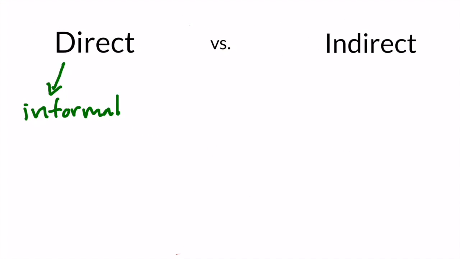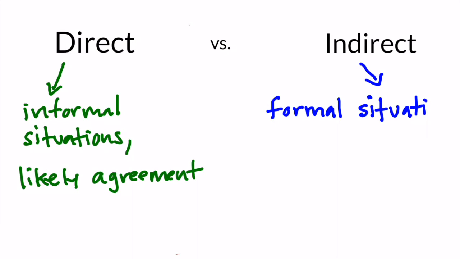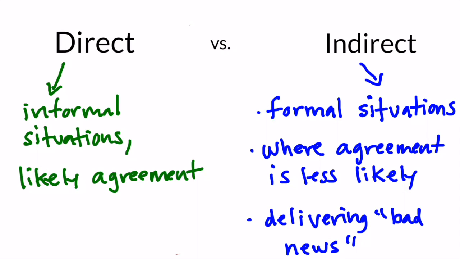So, in review, you should use direct language in informal situations when there is likely to be agreement, and you might want to choose indirect language when you want to be more formal or polite, where agreement may not be as likely, or when you have a negative comment or bad news to share.